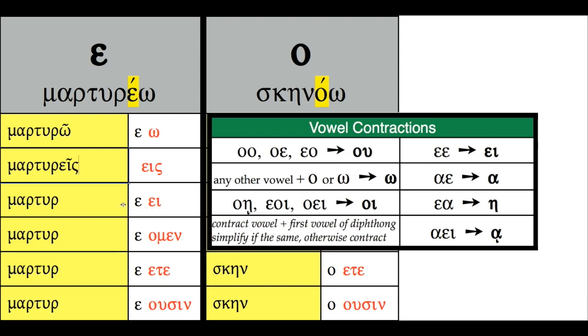All right, here we have the same thing. So this is pretty easy. Epsilon plus epsilon iota, again, same. These are the same. So we drop one of them. So it just becomes A, like that.